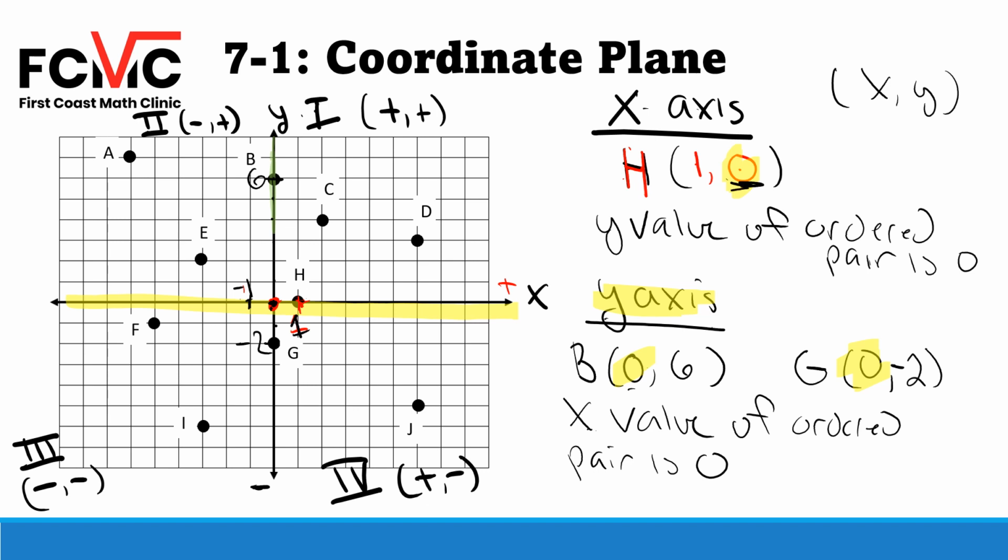let's do one more example with this, right? So let's say I put point K right here on our x-axis. So if K is on our x-axis, we automatically know the y value of the ordered pair has to be 0. So we just have to figure out what that x value is going to be. So let's count over 1, 2, 3, 4, 5, 6, 7, and we're counting to the left. That's negative, right? So it should be -7.